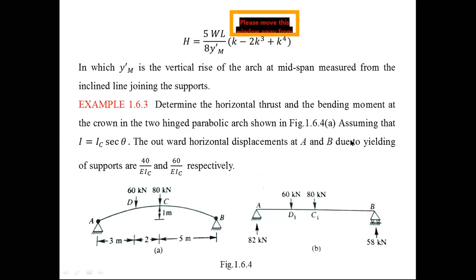Okay. Let us take RB, the reaction at support B, as redundant, then it becomes simply supported. A is hinged and B is roller, subjected to concentrated loads 60 and 80. That is called C1 D1. For this loading position, you find the reactions. Taking moment about B, you get RA 82, and taking sigma Fy equal to 0, you get RB is equal to 58.